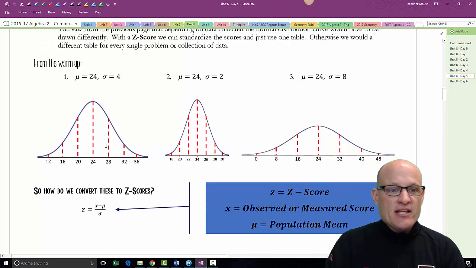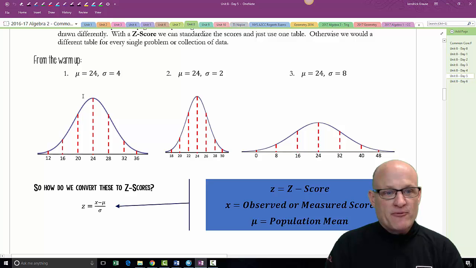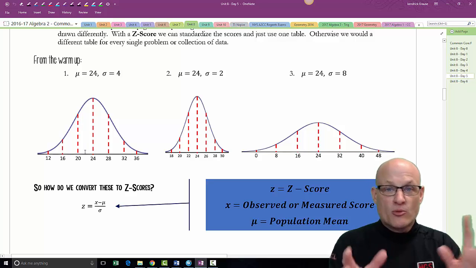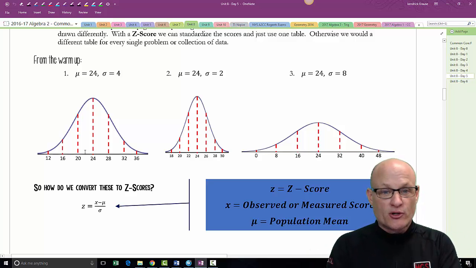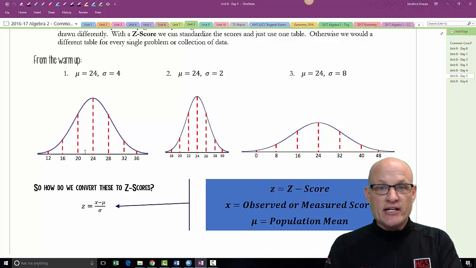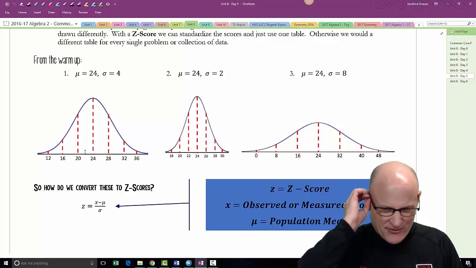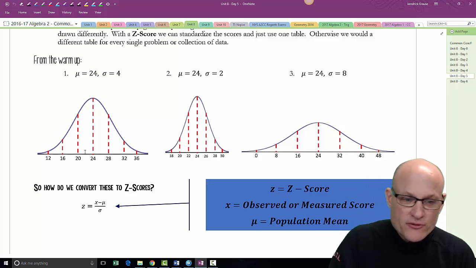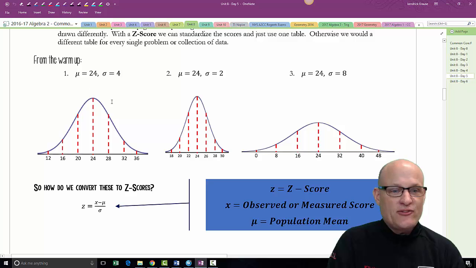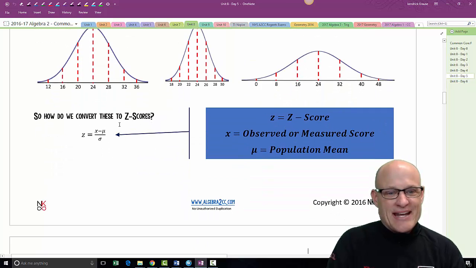Take a look. These were the charts we had before. We had a mean of 24 and a standard deviation of 4. We had a nice normal distribution curve. When I shrunk the standard deviation to 2, it compacted the whole thing. And when I increased it to 8, it stretched it out. So you're constantly having to draw different curves. So we're going to take these scores and create Z-scores from them. And how's that done?